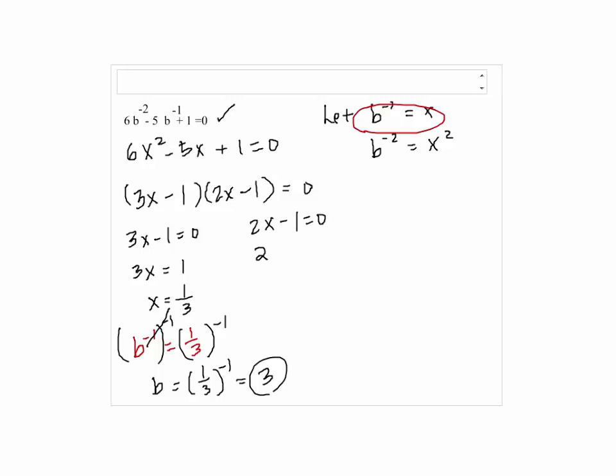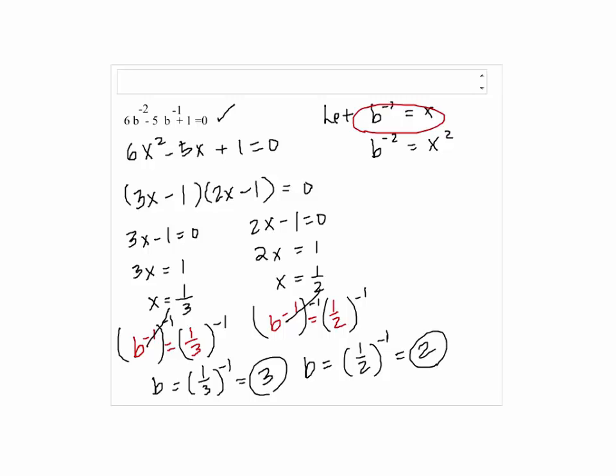2x minus 1 equals 0. So 2x equals 1. So x is 1/2. Now again, b to the negative 1 is 1/2. So to get rid of the negative 1, we're going to take a power of negative 1 on both sides, so we can cancel the negative 1. So b will be 1/2 to the negative 1 power, so it will be 2.